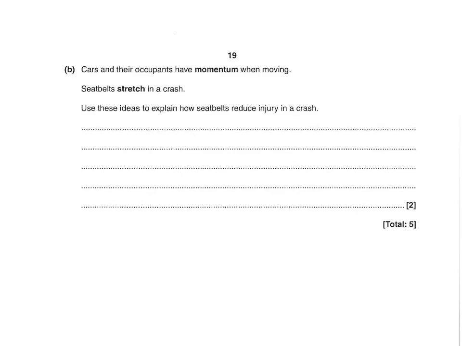Next question says, cars and their occupants have momentum when moving. Seatbelts stretch in a crash. It says, use these ideas to explain how seatbelts reduce injury in a crash. So any two from these points, you could say that it takes a longer time to stop for one mark, therefore less acceleration for a mark, and therefore less force produced for a mark. You could also talk about the lower rate of change for momentum for 2 marks.